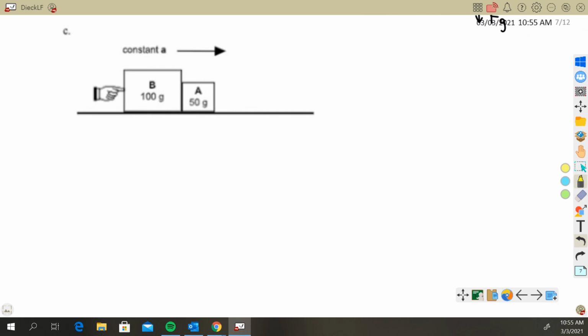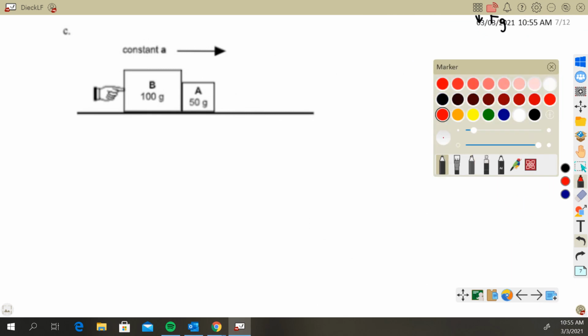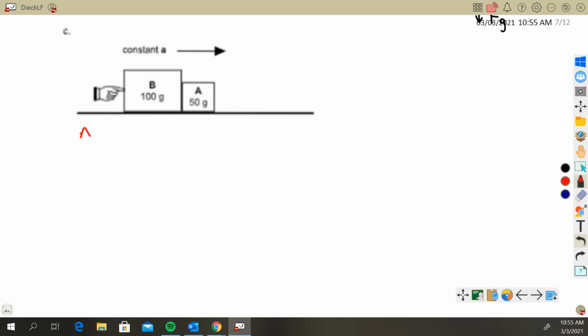All right, we'll start with letter A. A has a force of gravity, correct? How much is A's force of gravity? 0.5, very good. 0.5 newtons. What about normal force? Is there a normal force? Upwards. How much should the normal force be? 0.5 newtons, very good.